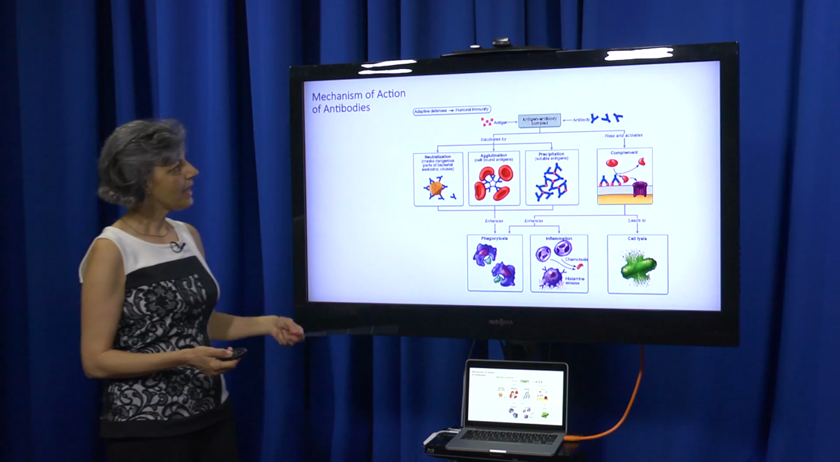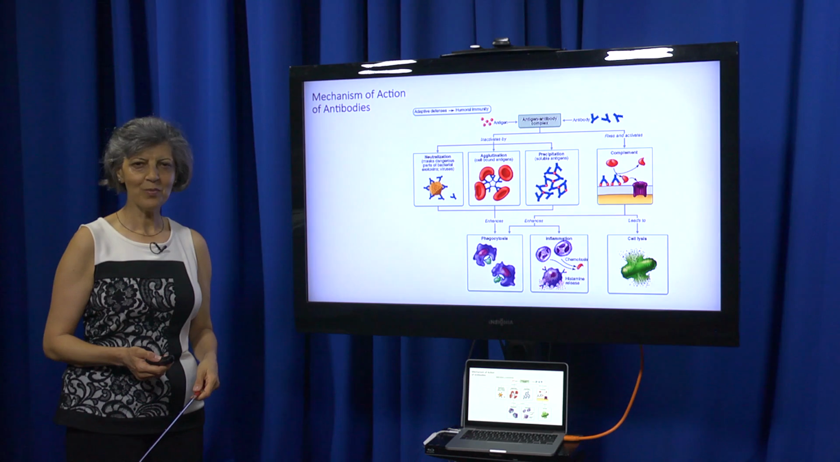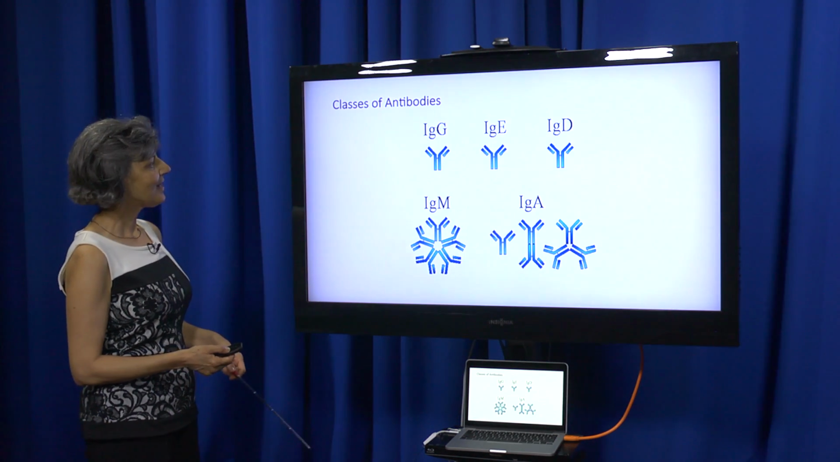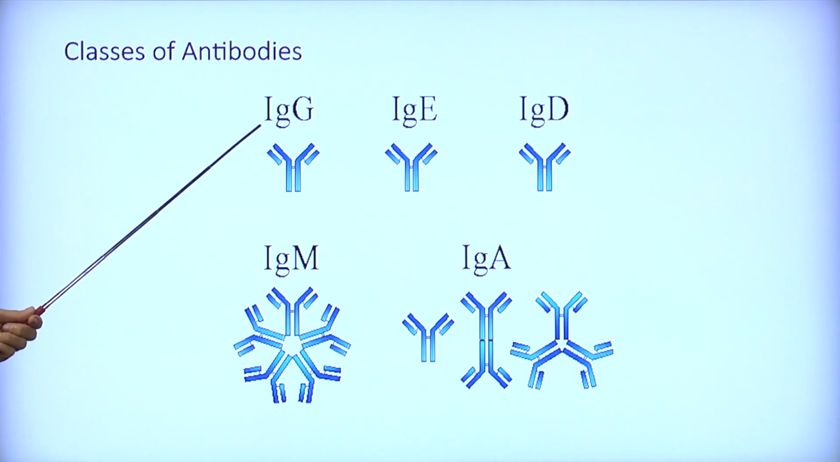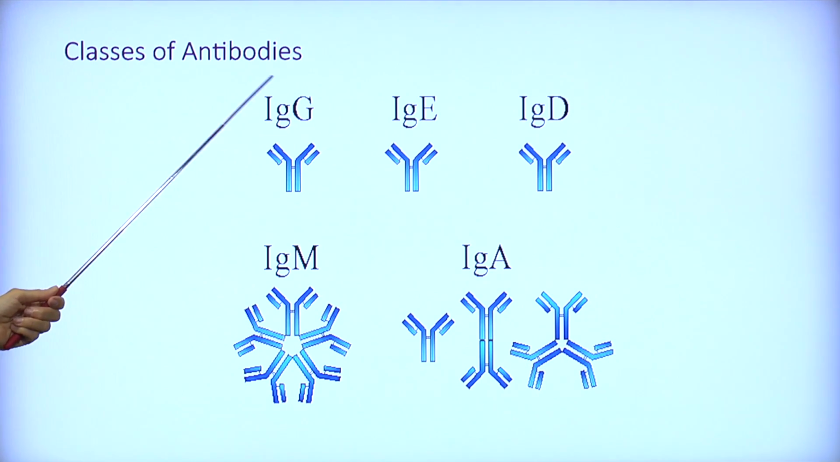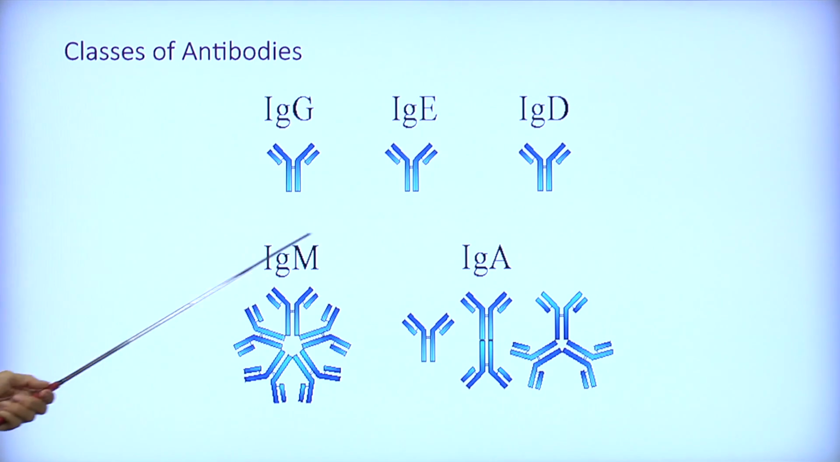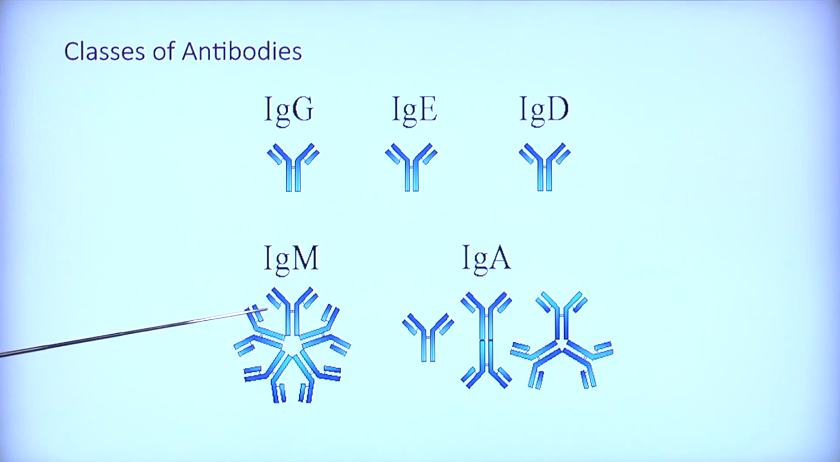All right. Is there only one class of antibodies, or are there more than one? There are more. There are 5 classes of antibodies. Immune globulin is the same as an antibody, and they take the letters G, E, D, M, and A. They can be either a monomer, a dimer, or a pentamer. They can be 5 molecules attached together.